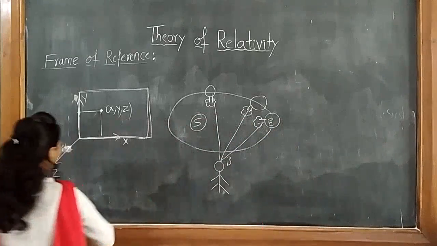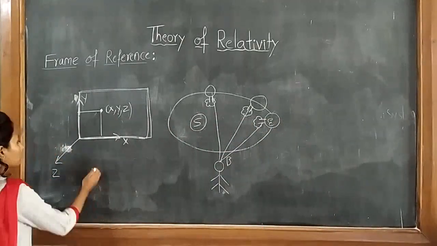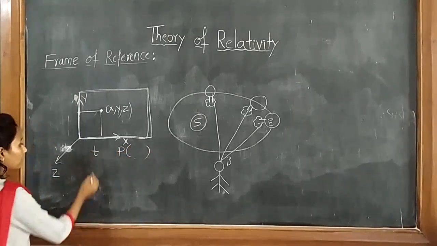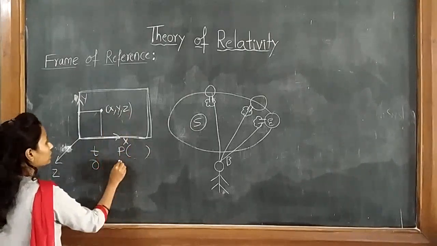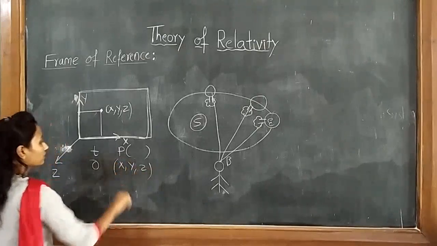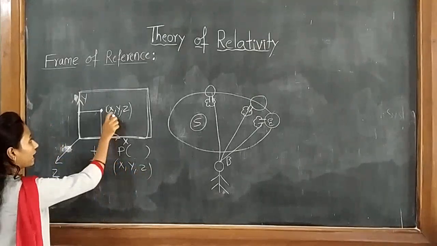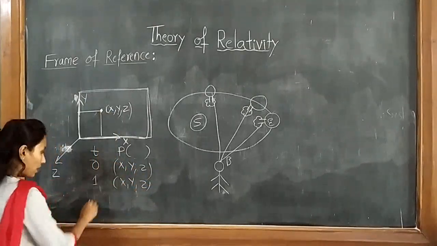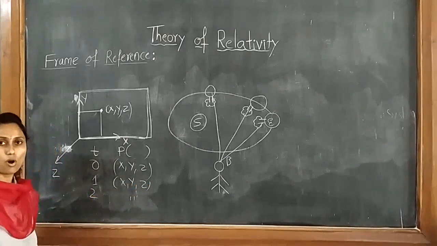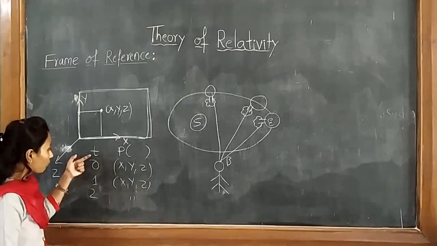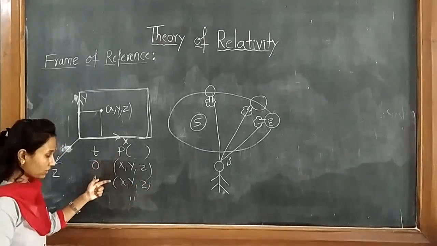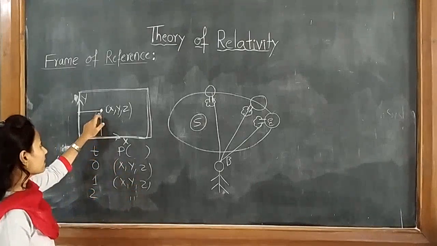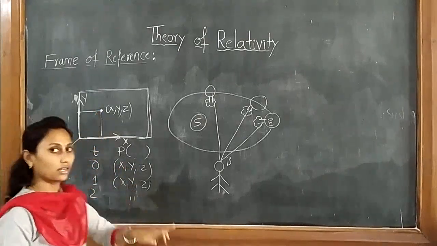Now, how do we know whether it is at rest or in motion? Here I will take time and position coordinates. At 0 seconds, what are the position coordinates? x, y, z. After 1 second, again I measure the position coordinates, and again we get x, y, z only. After a certain time, the position coordinates remain the same. Means with respect to time, the position coordinates remain constant. That's why we can say the object is at rest.